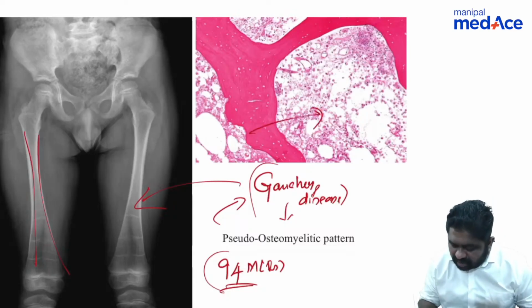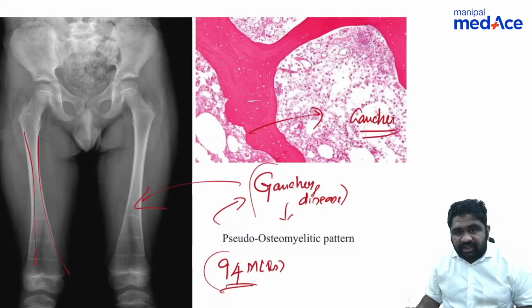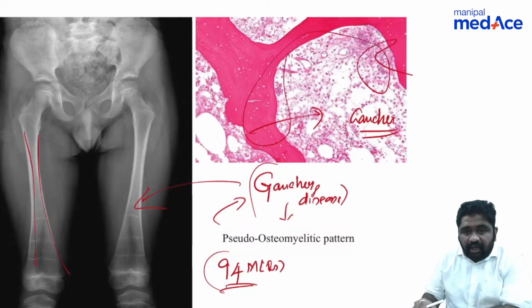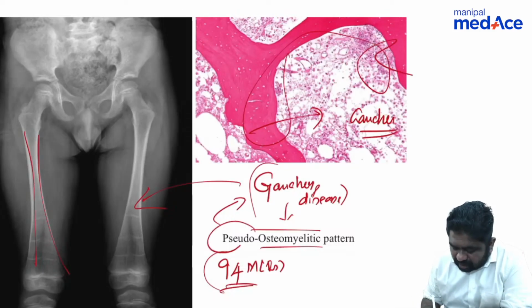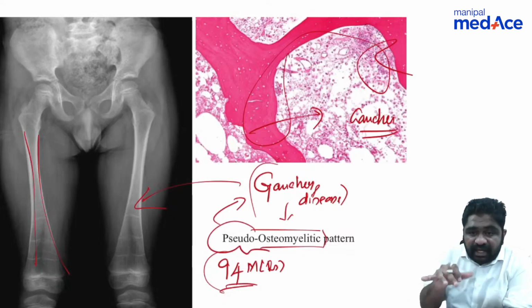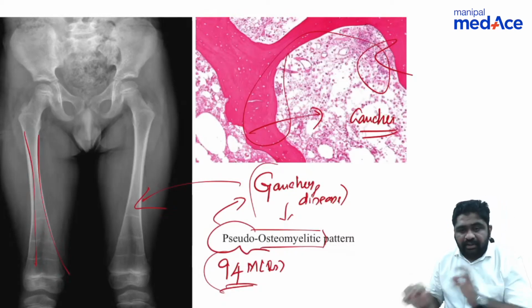Now what you're seeing here are Gaucher cells. These are the Gaucher cells, and this is where you get a crumpled tissue paper appearance. And this is the Erlenmeyer flask deformity. And if they say there is a pseudo-osteomyelitic pattern, no inflammation but it looks like inflammation, causing bone pain, all of them point towards Gaucher disease. Are you satisfied with this?